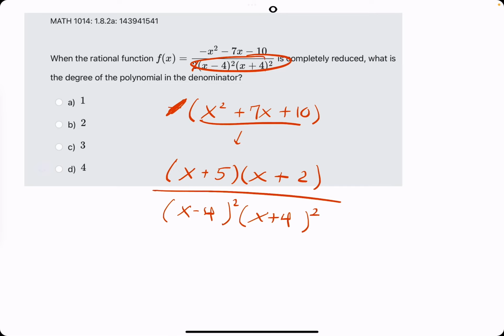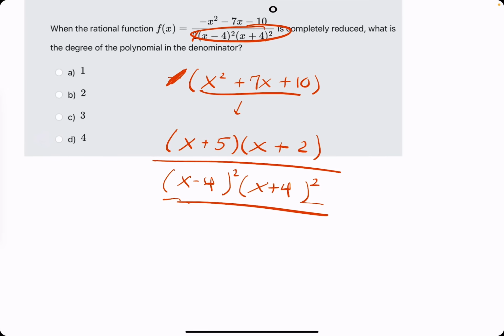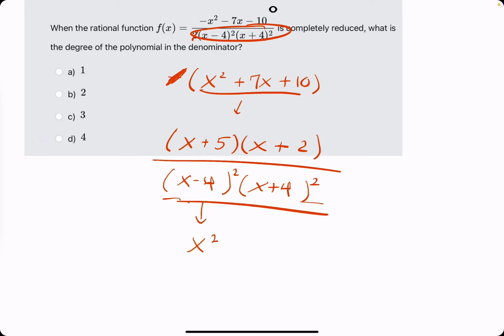So what does that mean? They're still asking, what's the degree of the polynomial in the denominator? So if we multiplied this out, what would our highest x exponent be? Well, this would give us an x squared once we expanded that, and this would give us an x squared. So if we multiply those two together, we are getting x to the 4th.